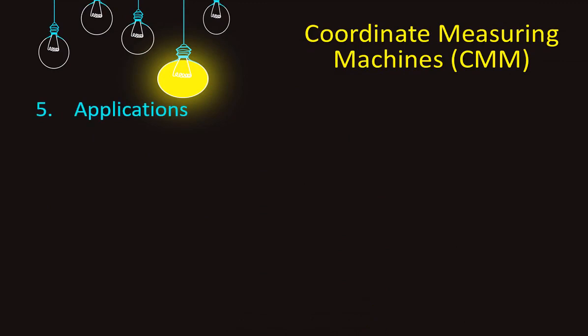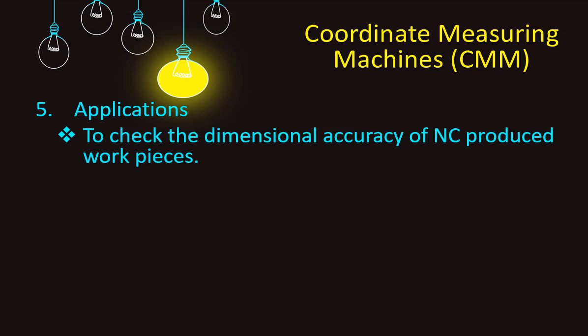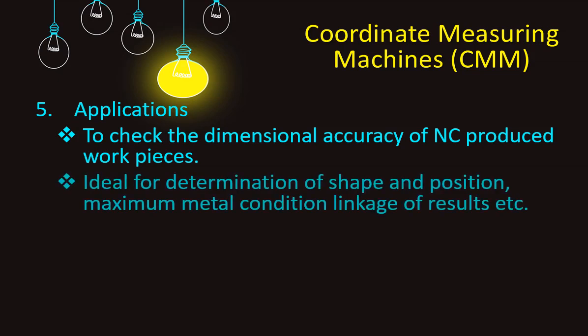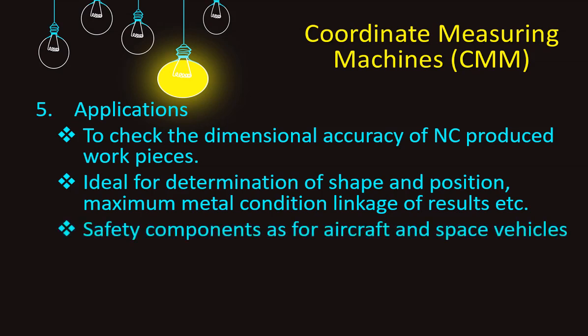Let us check the applications of CMM machines. The first one is to check the dimensional accuracy of NC produced workpieces. We can measure the dimensional accuracy of the workpieces that have been produced by the NC machines. Then, it is ideal for determination of shape and position, maximum metal condition, linkages of the results, etc. Then, CMM machines are used for safety components such as for aircraft and space vehicles.